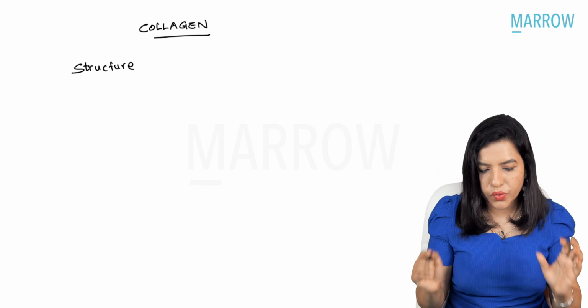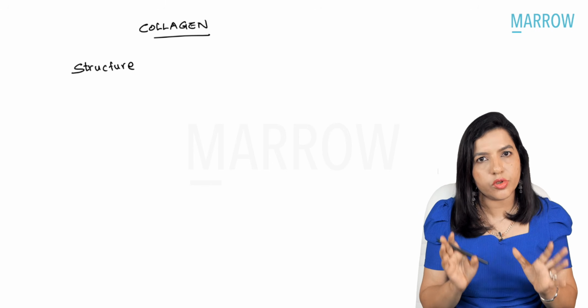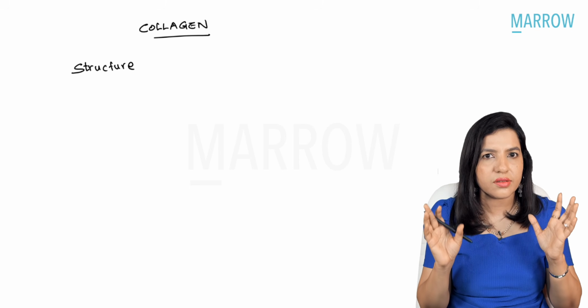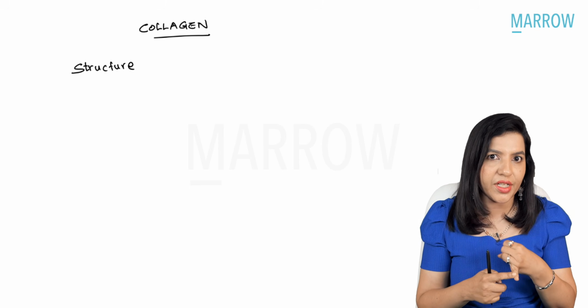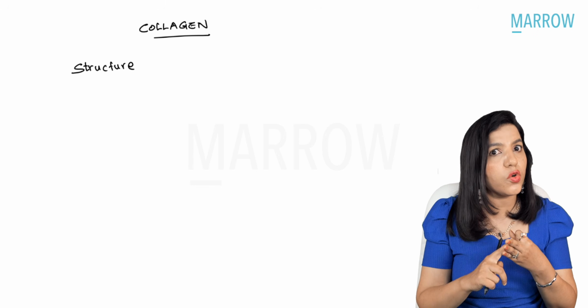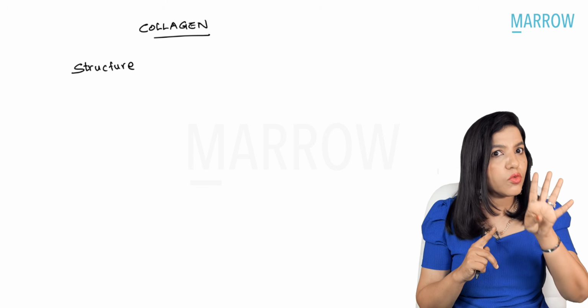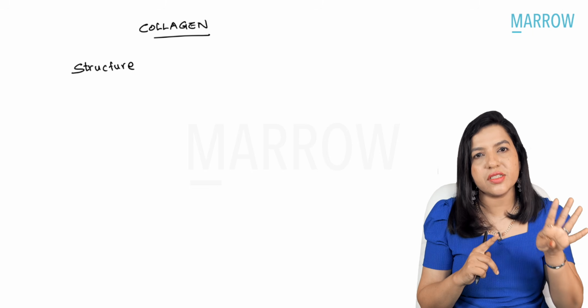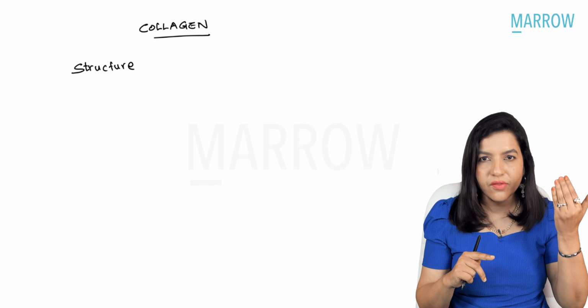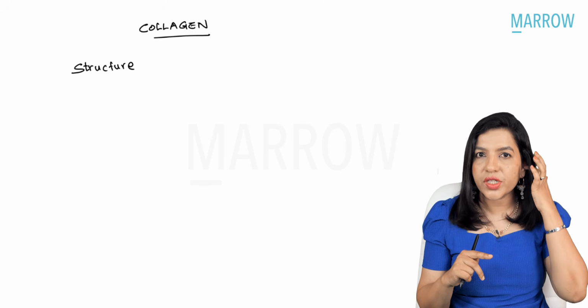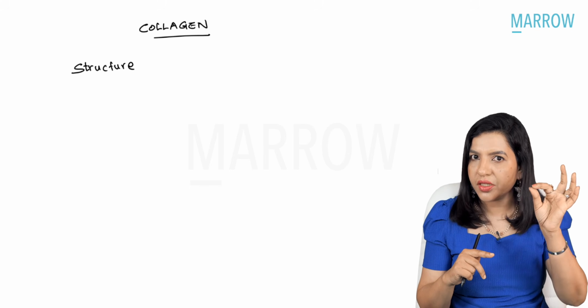So we'll discuss a few things. Whenever we are learning about collagen, what are the things that you have to learn? One is the types of collagen: type 1, type 2, type 4, type 7, where do you find each. These are the most important things, types of collagen 1, 2, 4, 7. Which is the collagen found in the basement membrane? It is type 4. So that is very important.